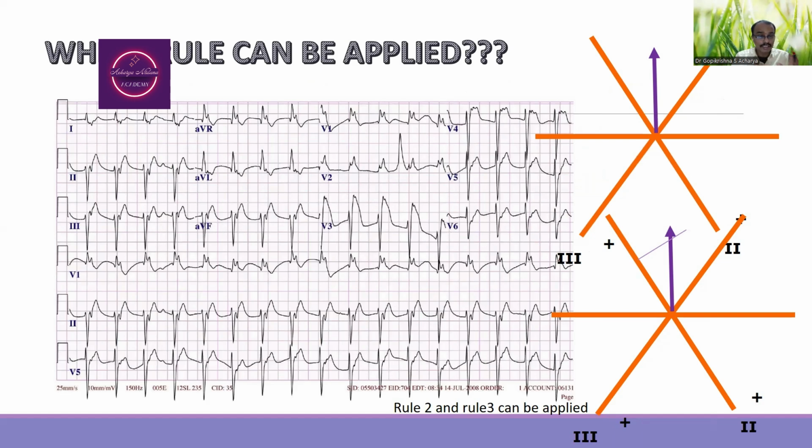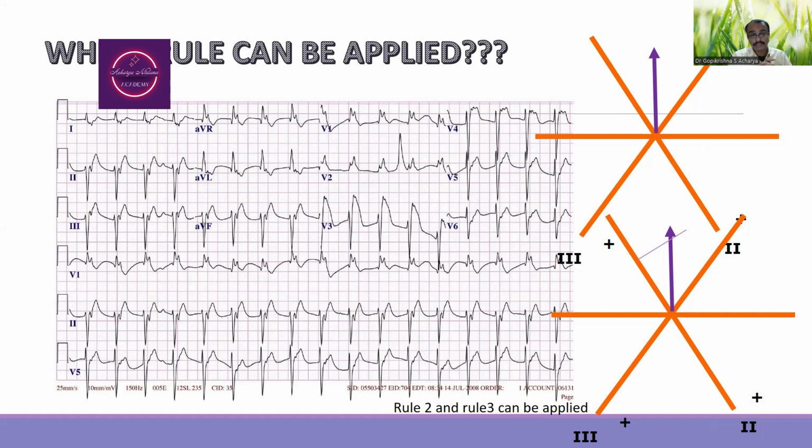Here rule 2 can be applied. When you see the value of lead 2 and lead 3, they are having equal QRS complexes. As they are having the negative deflection, the electrical axis will be moving in the exact opposite direction. The value of lead 2 is plus 60 and the value of lead 3 is plus 120. So that means the electrical axis is passing midway between lead 2 and lead 3.